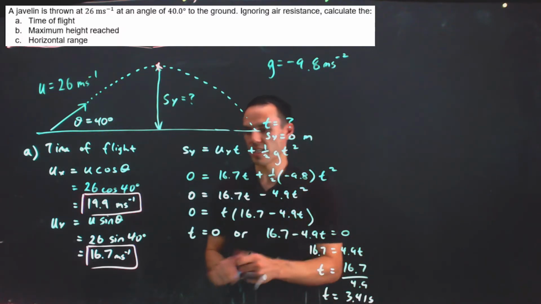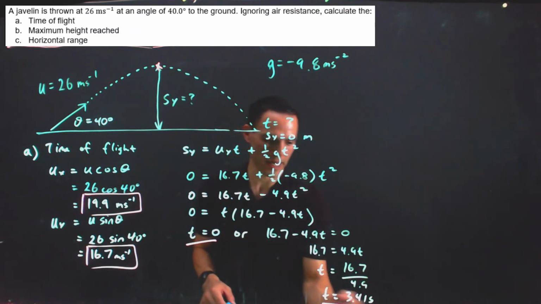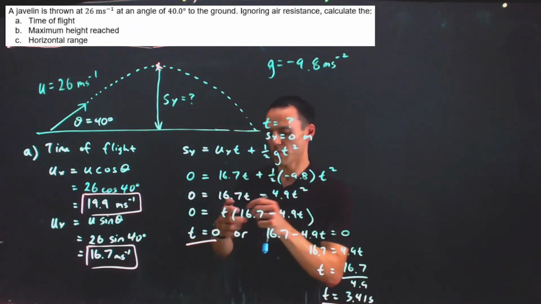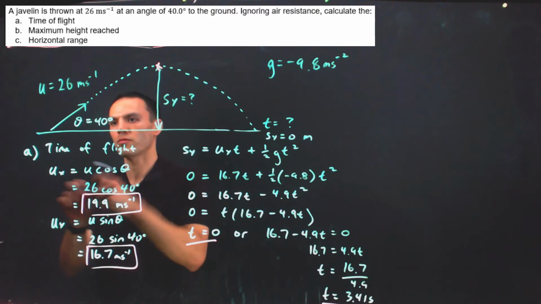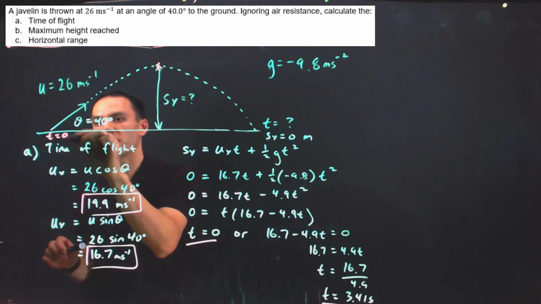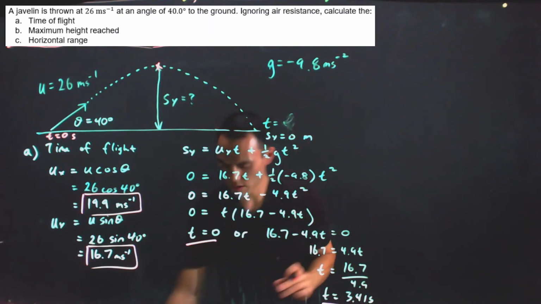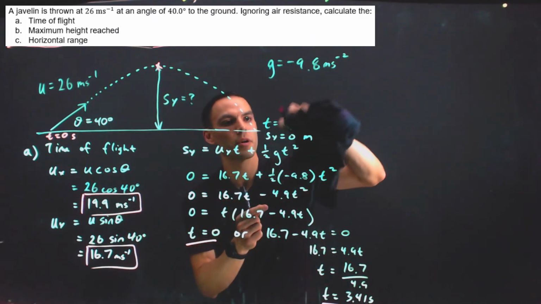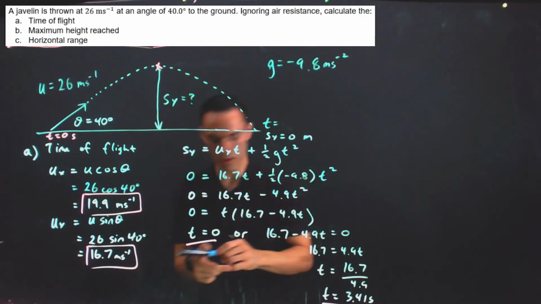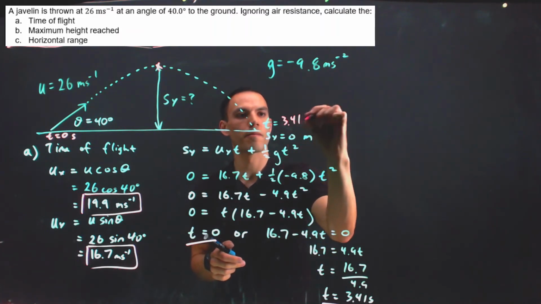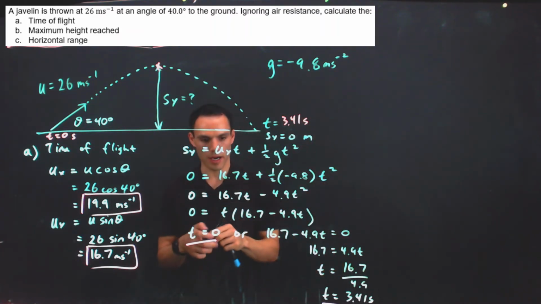Okay, so we've got two answers here, which makes a lot of sense in our scenario, because the first answer is actually way back here when it was launched, so t equals 0. And the second answer, which we can actually annotate now on our diagram, 3.41. Okay, so that is part A.